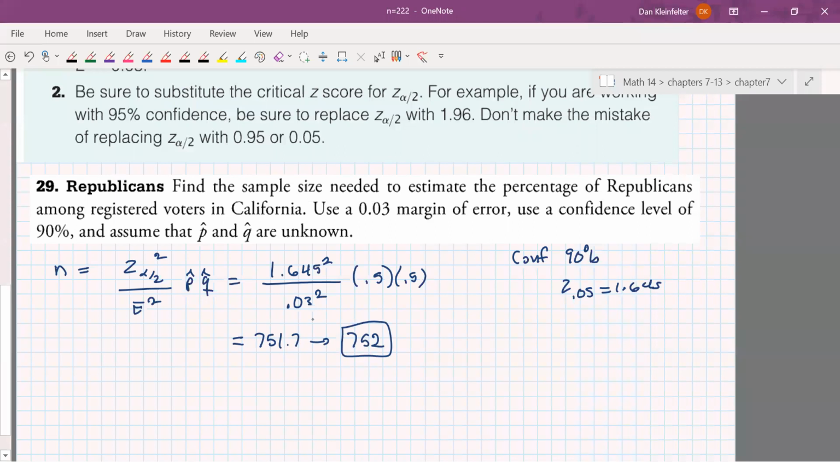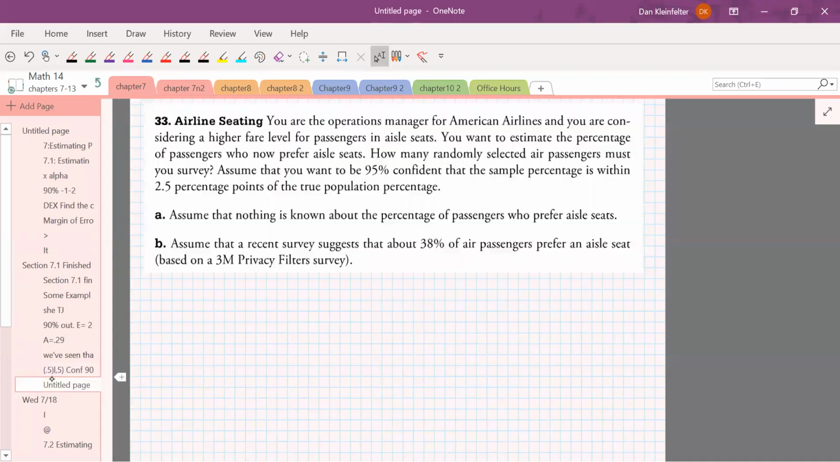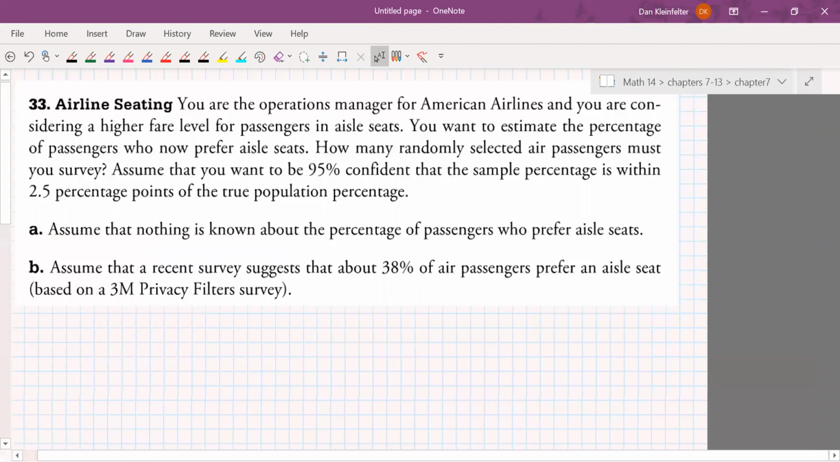Notice in this, we don't need to know the population. And that's pretty interesting. You don't need to know how many people are in California. All you need to know is the 752. You don't actually need to know the population. Okay, one more example and then we're all finished with section 7.1.